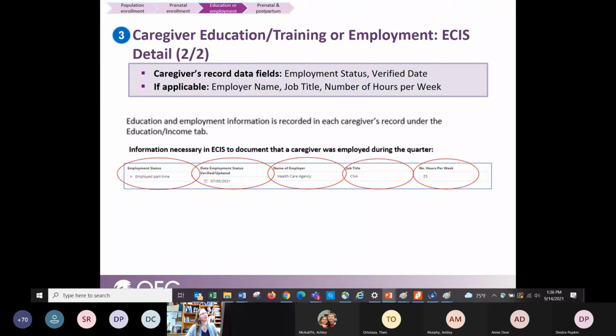If the mom, I'll grab this because I'm seeing it. If the mom no longer has a job at the end of the quarter, it still counts. If you were employed at any point during the quarter, it would count.